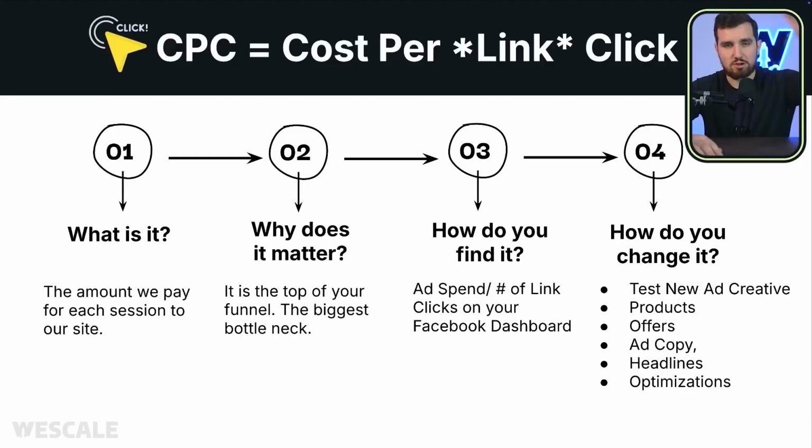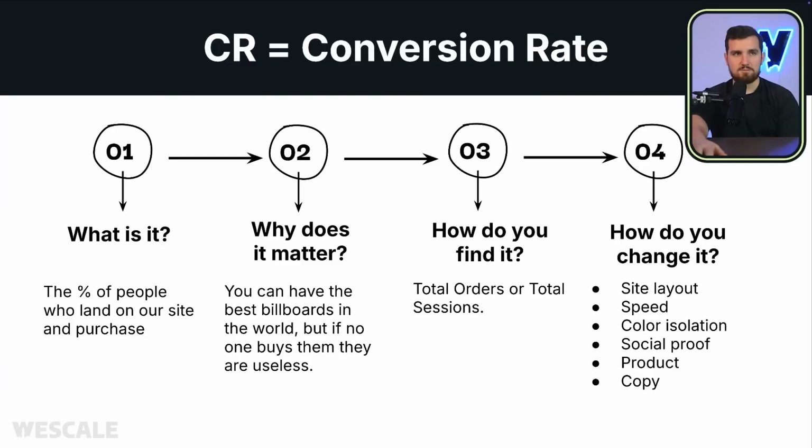And as you work your way down the funnel, there's less and less variables to be isolating. In the beginning, top of funnel, cost per link click, that's everything. That's people evaluating your brand, your niche, your designs, your mock-up, a lot of different variables. As you work your way down, it gets easier and easier. So the way that you find it is it's your ad spend divided by number of link clicks on your Facebook dashboard. And it's also on your Facebook dashboard. How do you change it? You test new ad creatives, new products, offers, ad copy, headline. There's a lot of different variables, but we'll get into what the dials are.